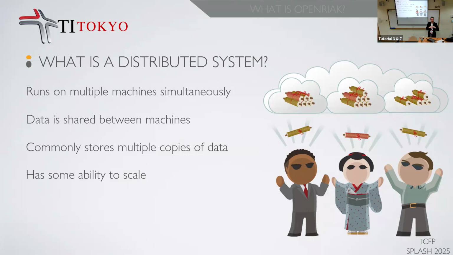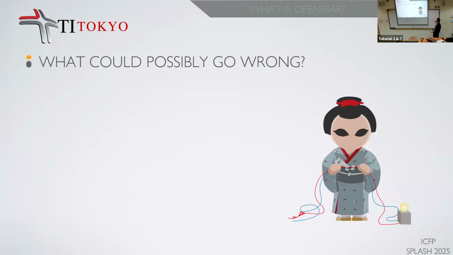You can either scale by having a bigger box, vertical scaling, or you can add more boxes to scale horizontally. And of course, because it's a distributed system, it can process vast quantities of data because you can just stick a lot of boxes together and they work. So, of course, when you build a system like that, what could possibly go wrong?